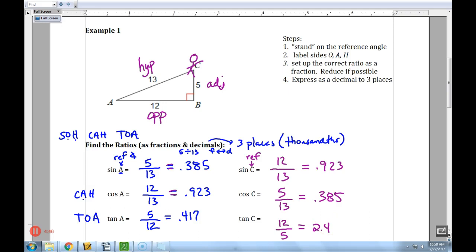Now, if you notice, that's always going to happen. The sine of one reference angle is equal to the cosine of the other one, because I've changed who's opposite and who's adjacent. The same thing goes the other way: the cosine of A is the same as the sine of C. That's a pattern that will always hold true. We haven't solved anything, but you've just found the ratios for this particular triangle from all the different sides.